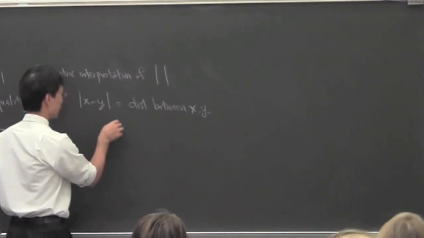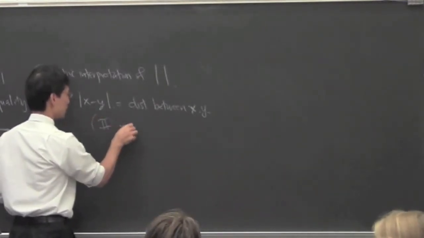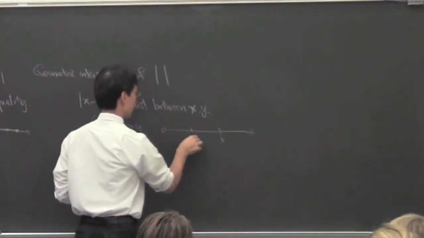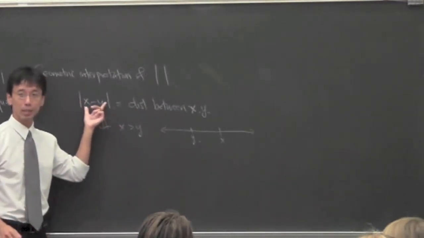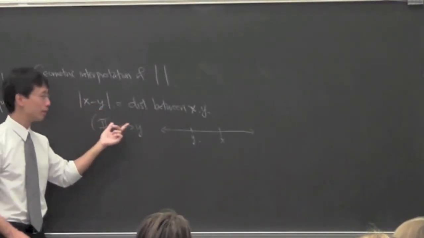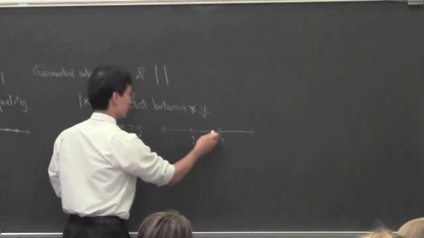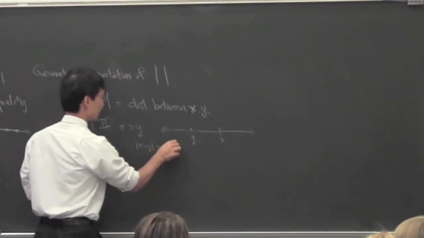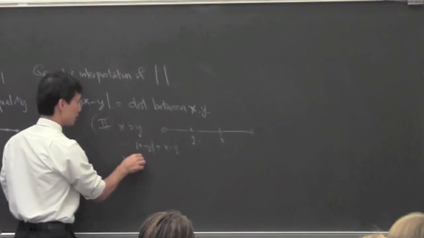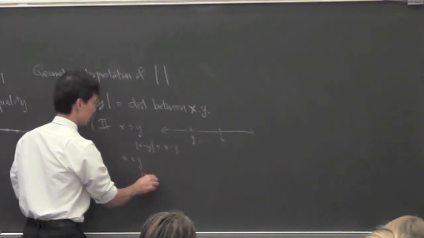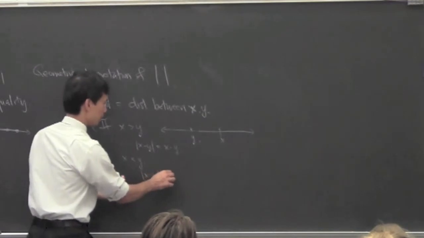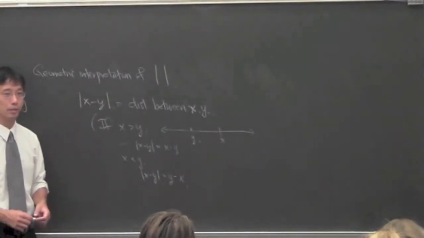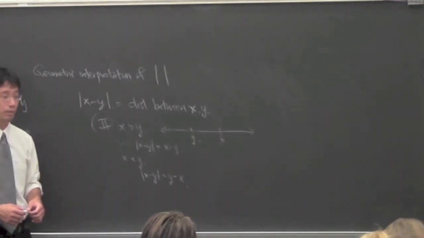Because if x is bigger than y, so x is to the right of y, then the absolute value of x minus y is just x minus y, which you see is the distance here. And if x is less than y, then the absolute value is going to be y minus x, the guy on the right minus the guy on the left. And that's still the distance. So in either case, you see the distance.